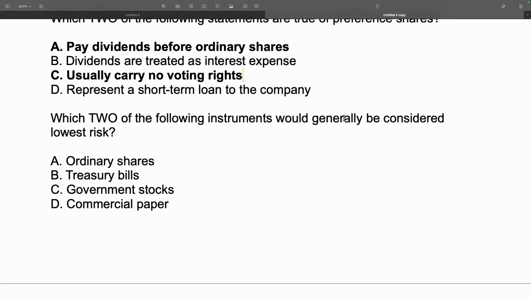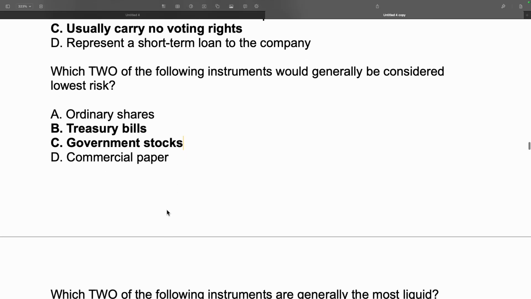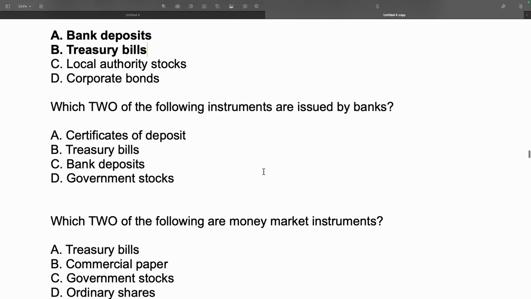Which of the following instruments would generally be considered lowest risk? So when you're asked to choose in terms of lowest risk, you should be aware treasury bill is very low risk, government stock is lowest risk. So these are the two lowest risk items. Now, which of the following is the most liquid item? So when you talk about liquidity, okay, bank deposits are very liquid, treasury bills are more liquid. These two are more liquid assets.